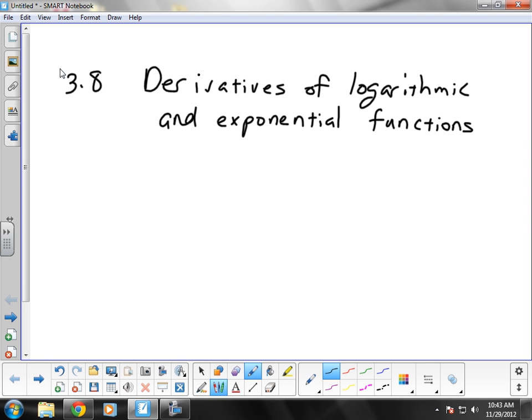The major theme of this chapter is that we're going to talk about how to find the derivatives of different things. We kind of stopped for a minute, and we did the implicit differentiation. And then we talked about rates of change and stuff.